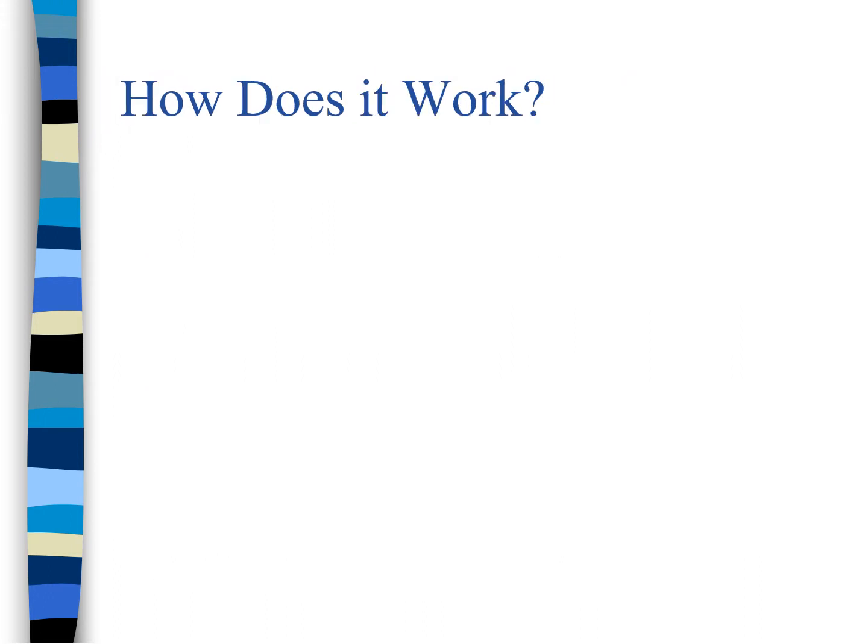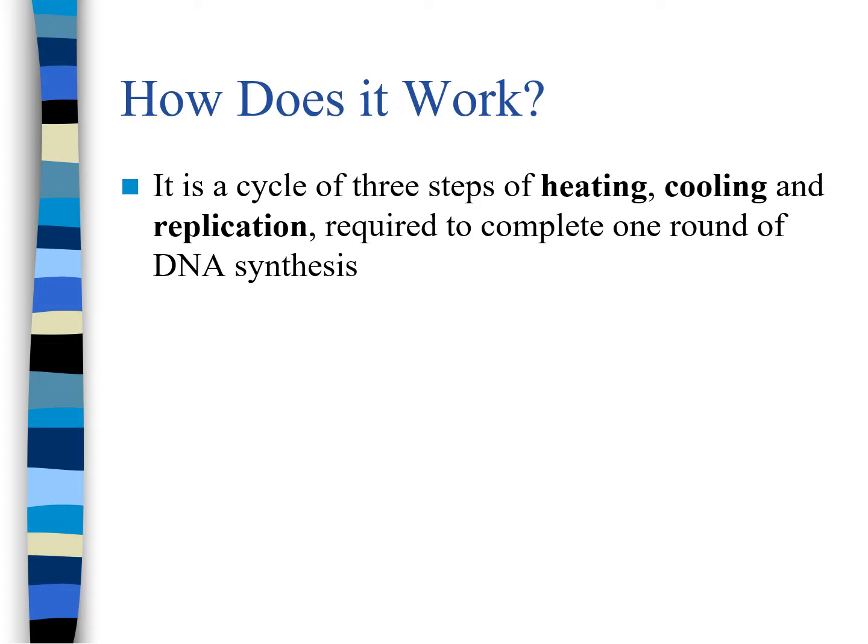How does PCR work? PCR has 3 steps, and these 3 steps make up one cycle. Here it says heating, cooling, and replication. This is oversimplified. The steps are actually denaturation, primer annealing, and extension.